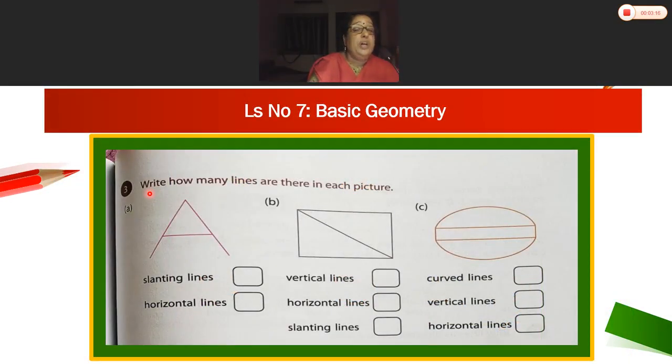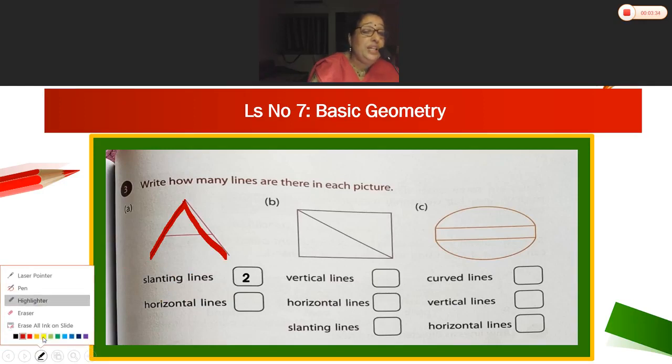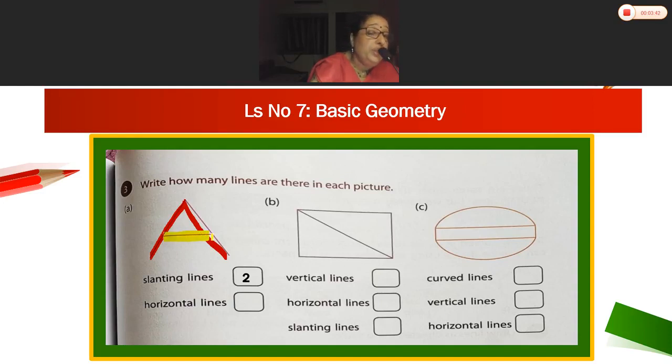Now, write how many lines are there in each picture. A. Slanting lines. Now here with the red color, one slanting line, two slanting lines. So what will we write here children? 2. Now horizontal lines: in the middle you can see with the yellow color, 1. How many horizontal lines? 1. So slanting lines are 2 and horizontal lines are 1.